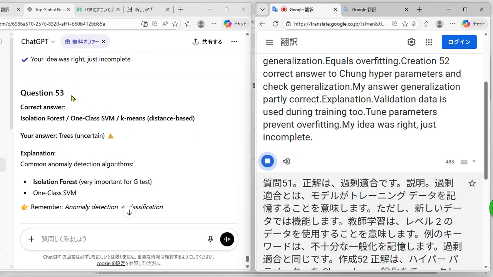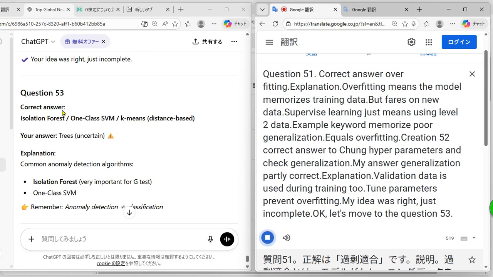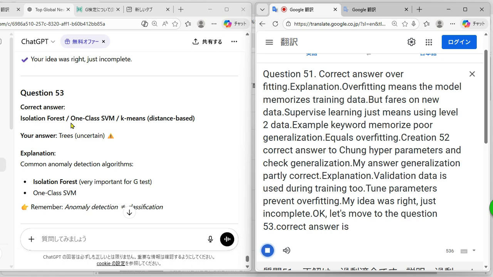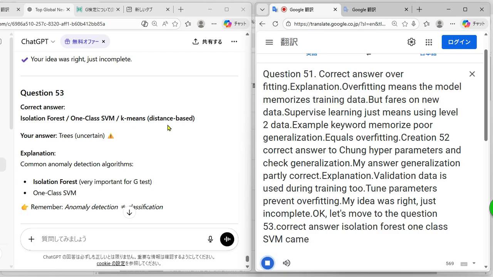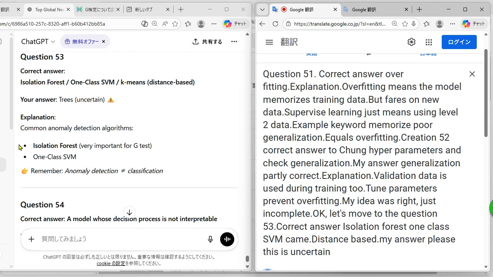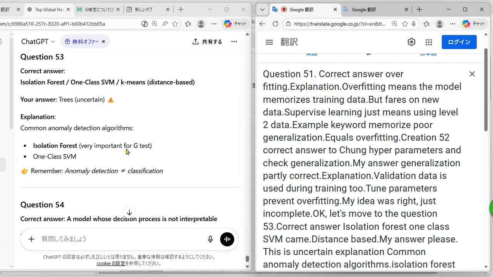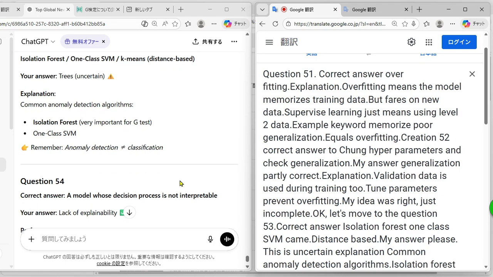Okay, let's move to question 53. Correct answer: isolation forest, one-class SVM. K-means is distance based. My answer, trees, was uncertain. Explanation: common anomaly detection algorithms. Isolation forest is very important for the G test. One-class SVM: remember, anomaly detection, not classification.